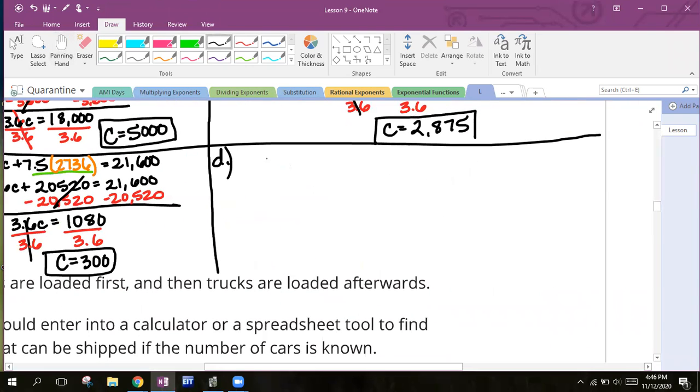So what it's wanting us to do is take our original equation. We have 3.6c plus 7.5t equals 21,600. And it's still wanting us to solve for C. That hasn't changed. It still wants us to find the number of cars, but for any amount of trucks. So this value could change, so we're going to just keep it as T this time.